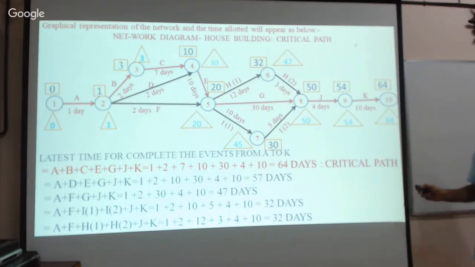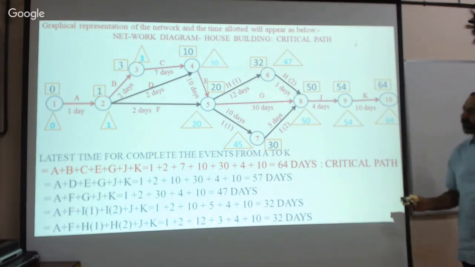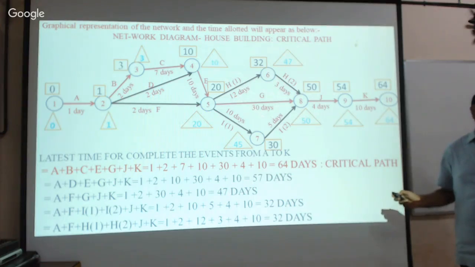To reach event 8, the event number is 30 days. How many days do H1 and H2 need? 15 days are needed. Isn't that so? Understood? Then what is the time available to do this job? Time required is 12 plus 3, which is 15. Available is 30 days.